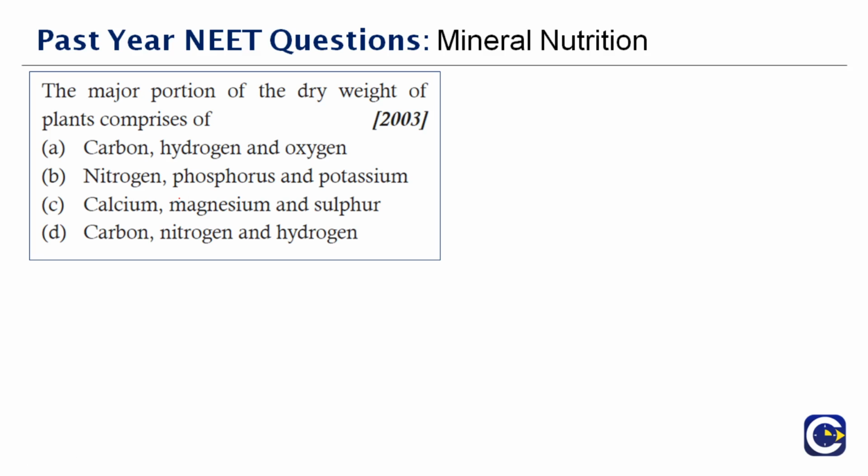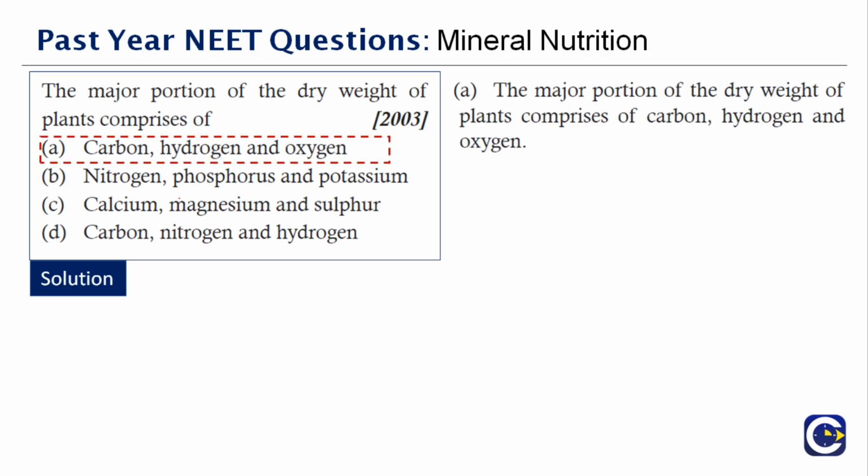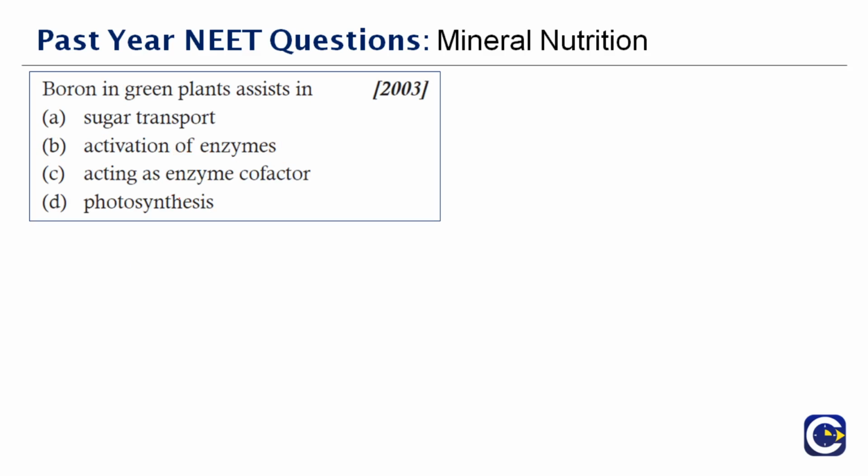The major portion of the dry weight of plants comprises of dash, and this question was asked in the year 2003. I think all of you will know what the answer is because we already saw in the earlier parts of the same chapter. The major portion of the dry weight of the plants comprise of, for sure it is carbon, for sure it is oxygen, nitrogen, hydrogen. Now if you see here you don't have nitrogen along with it, it's okay, but the right answer is option A. Okay, next question.